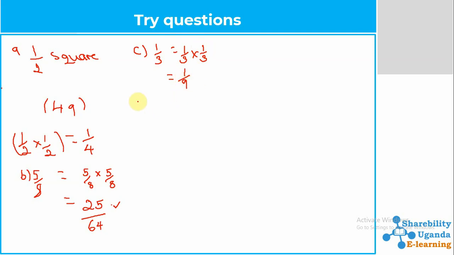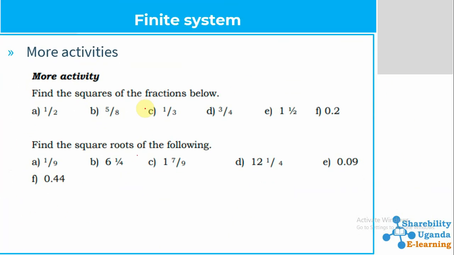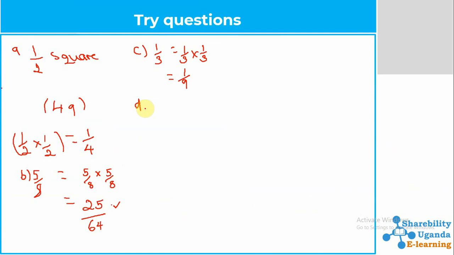Then we come to our part D. Our part D is one whole number, 1 out of 2.